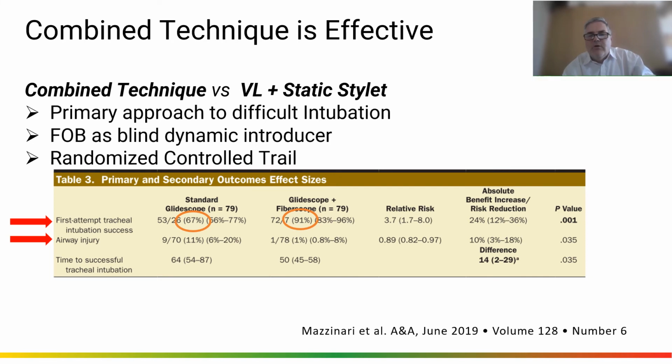Airway trauma or injury rates, 11% with a rigid stylet. So you can see what force on tissue to solve the inflection point and the secondary curve looks like. Now, without force on tissue and the ability to steer through, 1%.